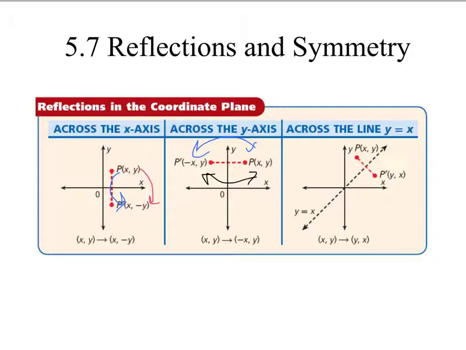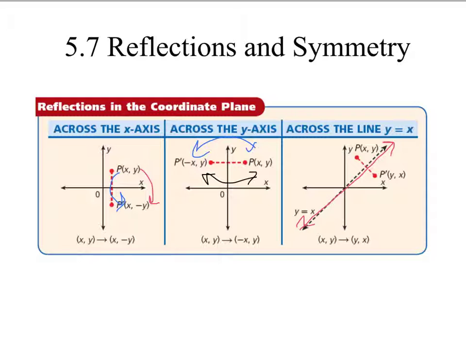Okay? Last is across the y equals x. If you remember direct variation from last year, this is a direct variation line that goes with a slope. What do you think that slope is? 1. It is going to be a slope of 1, which means that what happens over this line is your x and your y flip-flop. So whatever your x coordinate is now becomes your y. Whatever your y coordinate is now becomes your x.